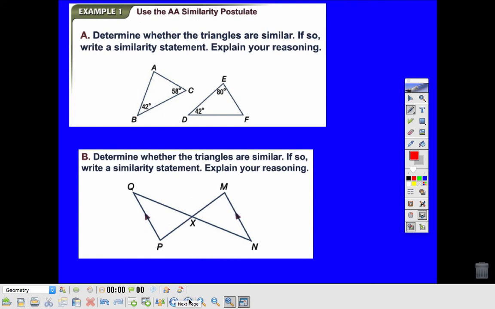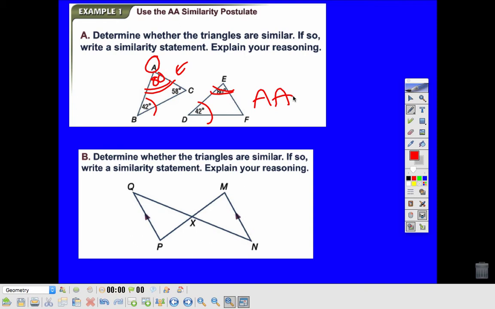Determine whether the triangles are similar. Okay? So go ahead and take a look and let's see what we have so far. Well, we have 42 congruent to each other. And I could use angle-angle if I know another angle. Well, let's look at the first triangle and find what A would be. So 58 plus 42 and subtract that away from 180. And we end up that this must be 80. And since that is congruent to that, we can use the angle-angle and say that they are similar.